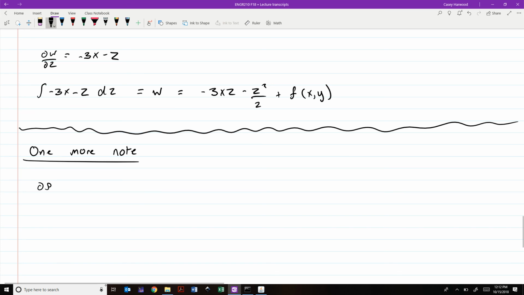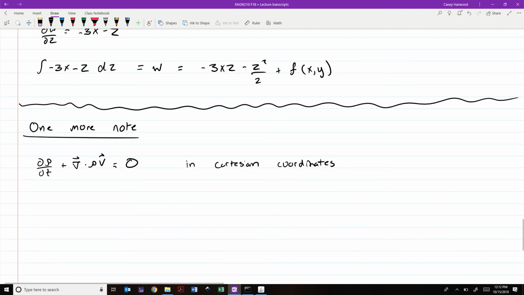d rho dt plus okay. My question for you is, how does this change when we move into cylindrical coordinates? Or rather, does this change? Do we have to change how we write this?